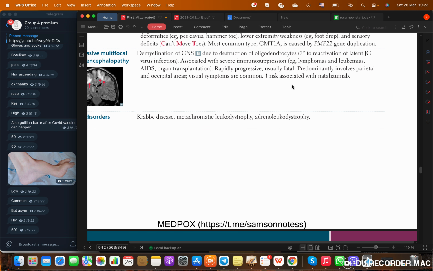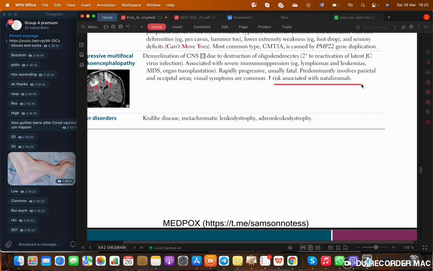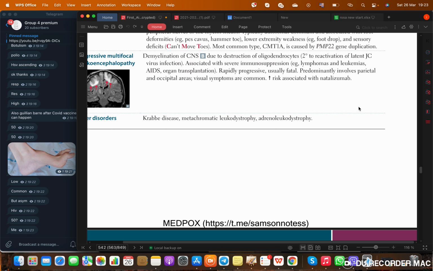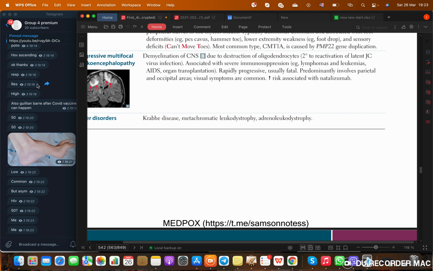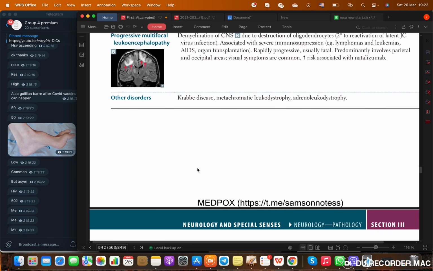Predominantly involves the parietal and the occipital lobe. That is why they have visual symptoms. They can see stuff. Increased risk associated with natalizumab. So, what is this natalizumab? It's a medication. For which disease? Which disease? Yes, it's MS.